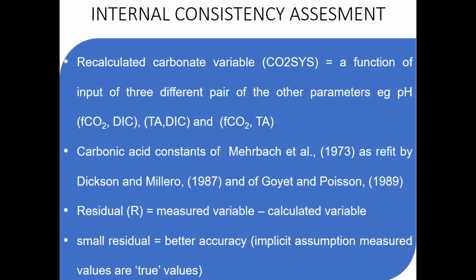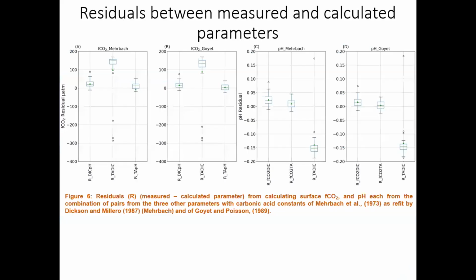So going further, after the calculation has been done, the assessment is by the residual. The residual is derived from the difference between the measured variable and the calculated variable. So the smaller the residual value, the better the accuracy of the measured value. And this is with an implicit assumption that the measured values are the true values.